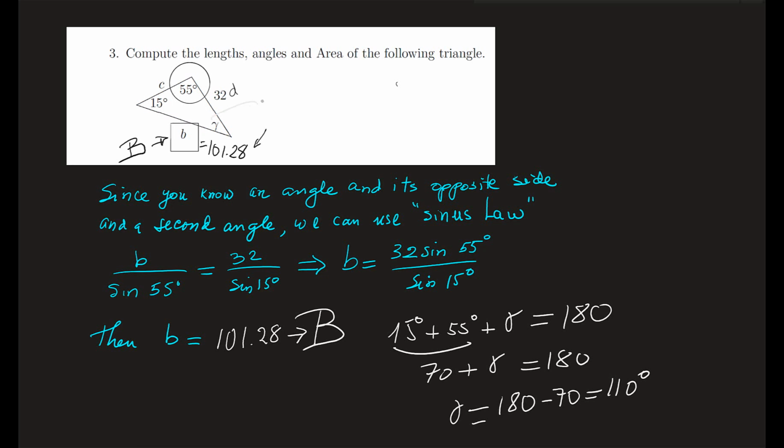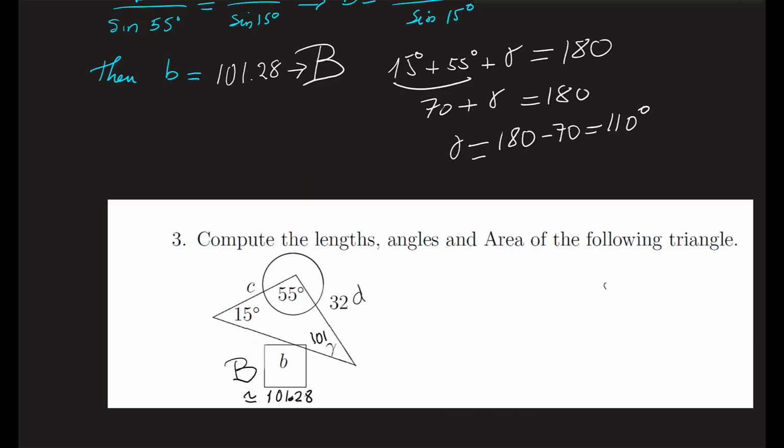This is 110 degrees. As you can see, this picture is not exactly following the measures of the angles, because this is the bigger angle, so this should be the bigger side, and it doesn't look like it. Now that you have this, let's see the situation again. As we can see, the only value we don't know is C.